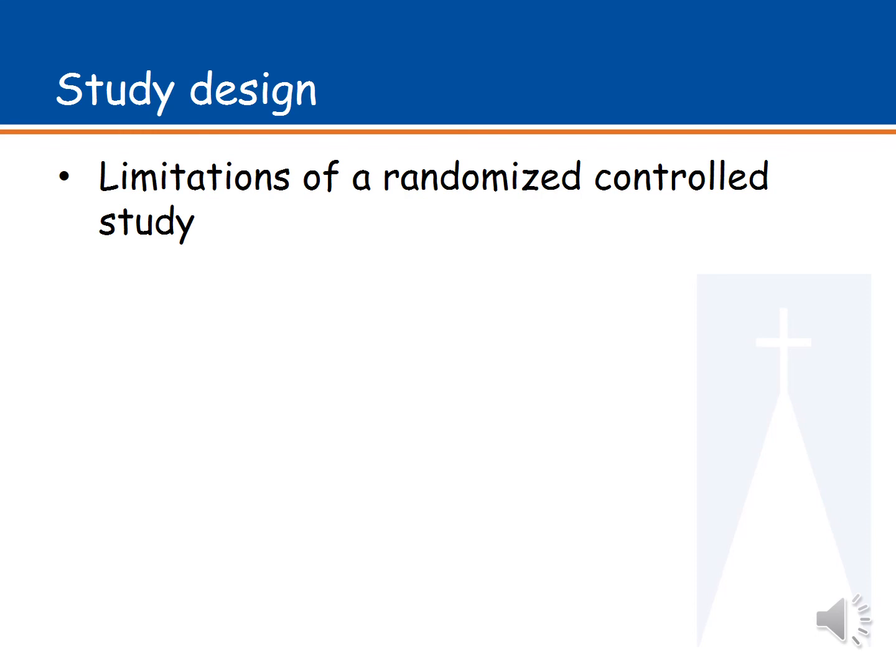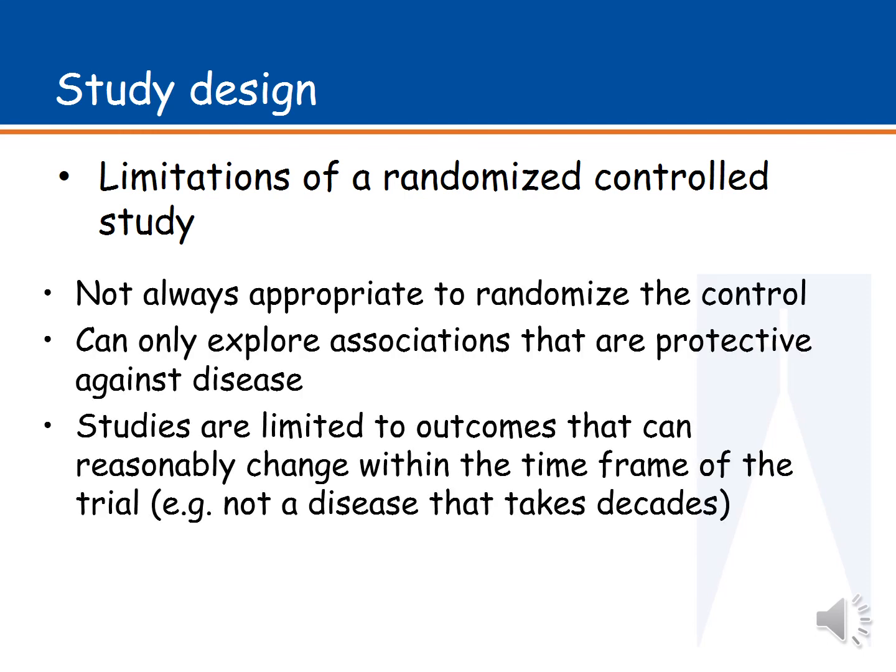So what are the limitations of a randomized control study? Obviously, it is one of our gold standards that we use because it provides experimental evidence, it shows temporality, the exposure occurs before the outcome, but it is not always appropriate to randomize the control group. So if you're giving a necessary intervention, like for example, if you're giving an intervention like PPEs, you can't give PPE masks to one group and not to another. That would be unethical. You can only explore associations that are protective against the disease.